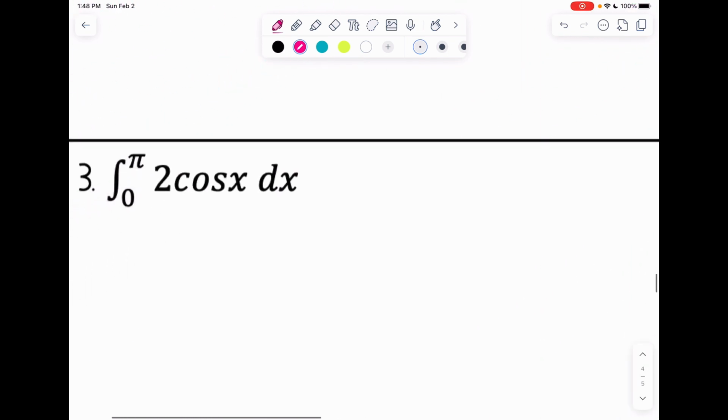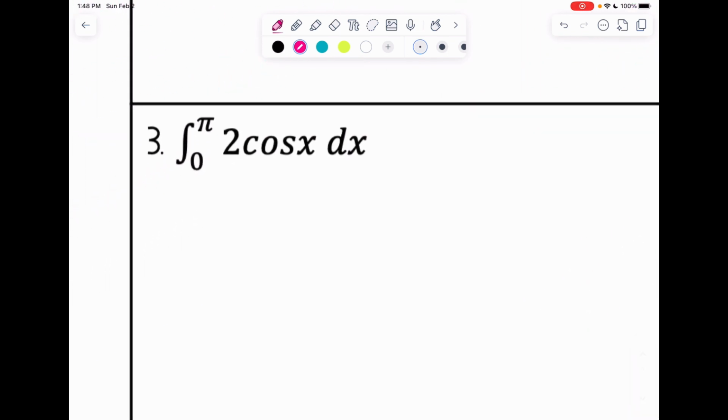All right, for number 3, evaluate the definite integral from 0 to pi of 2 cosine x dx. Well, I'm going to copy down the 2. The antiderivative of cosine we said on the previous slide is sine, and we're going to evaluate this from 0 to pi. So I'm looking for 2 sine of pi minus 2 sine of 0.